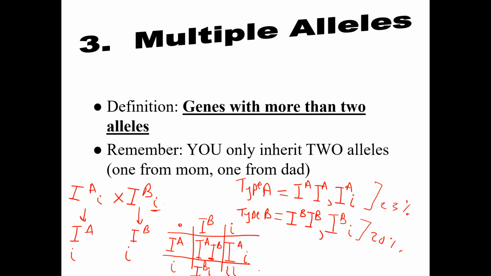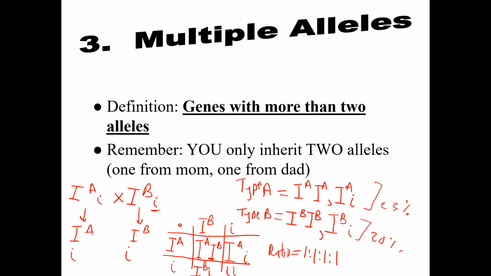Okay? So notice here, there isn't a 1 to 2 to 1 ratio. Our ratio is going to be equal to 1 AB, 1 A, 1 B, and 1 O. So we have a ratio of 1 to 1 to 1 to 1, right? So there's a 25% chance of any of these blood types coming about from these two parents. So 2 parents, 4 different blood types, right?